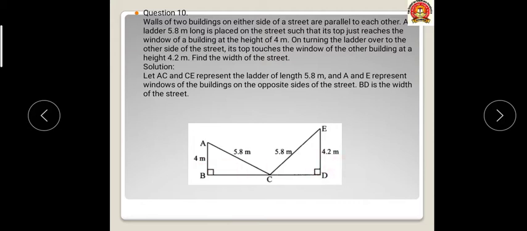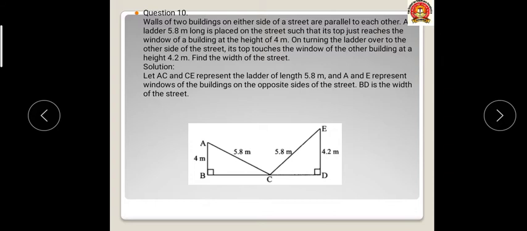Now a ladder of 5.8 meters long is placed on the street such that its top just reaches the window of the building at a height of 4 meters, and therefore AB is equal to 4, ED is equal to 4.2. Listen, if the diagram is given in the question, no problem. If not given, according to the given information, you have to draw the diagram. If your diagram is proper, then only your answer will be correct.